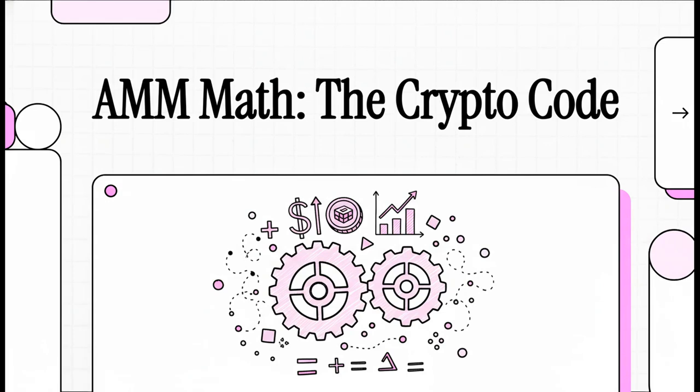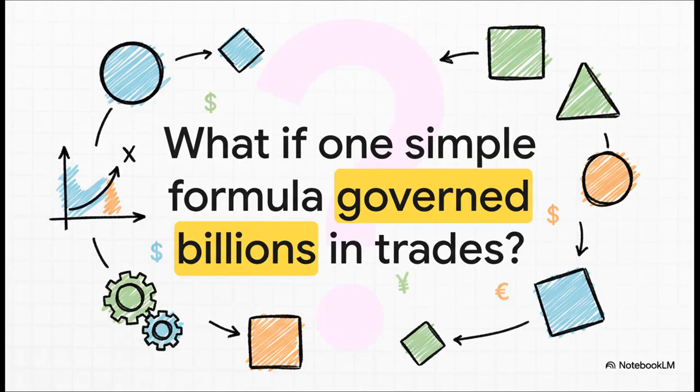Welcome to The Explainer. Today we're going to decode the super simple math that, believe it or not, powers billions of dollars in decentralized finance. Okay, so what if I told you that one simple formula governs billions and billions of dollars in trades? It sounds kind of crazy, right?